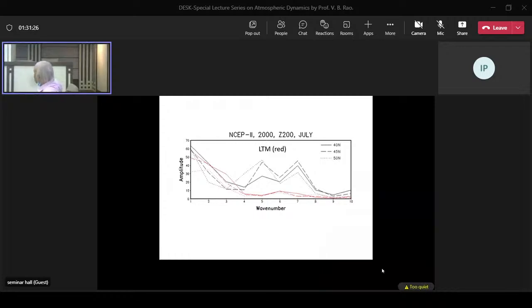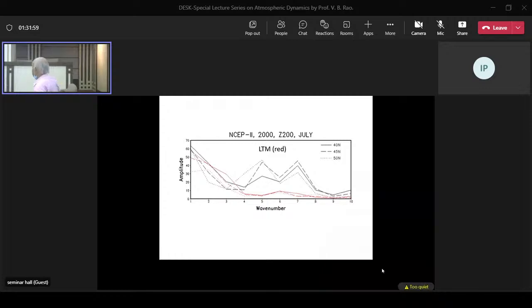Now, you see, pay attention. Patience is still there to hear? Okay. You see, the original Rossby solution. Any question you want? Okay. C equals U minus beta by K square. C equals U minus beta by K square. It is for the Rossby solution.